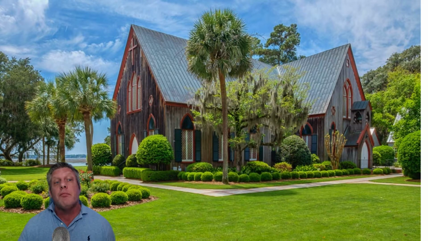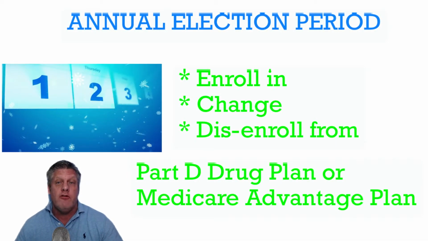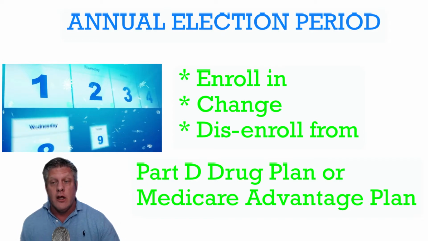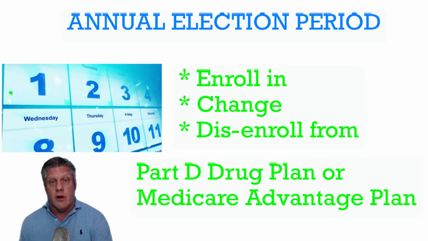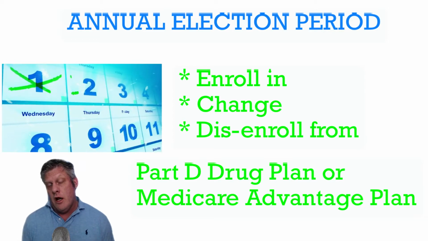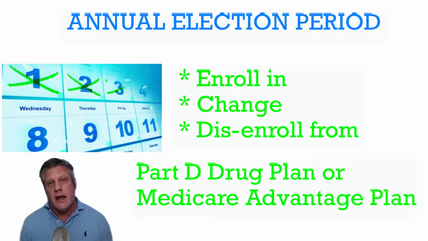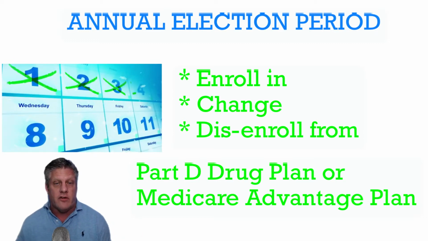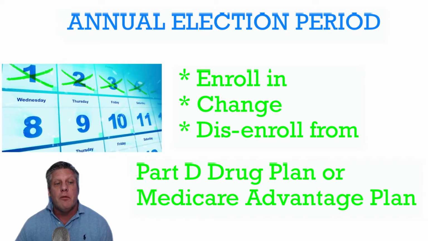So AEP comes around every October. You can change from an Advantage plan to a different Advantage plan. You can change from a Part D drug plan to a different Part D drug plan. If you have just the red, white, and blue original Medicare card, you can enroll in a drug plan and you can enroll in a Medicare Advantage plan, okay? So I repeat.